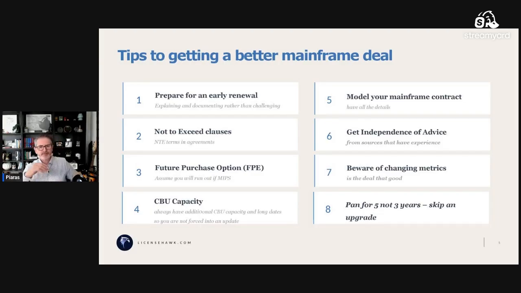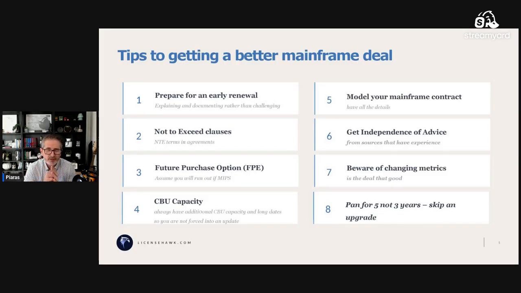Point 5, model your mainframe contract. Now, most modern procurement teams will have already done something like this. They'll have their spreadsheets built out and they'll be modeling out to a certain extent. What I'm saying to you here, and this is the type of service we provide, is there are about 20 to 30 elements that make up any mainframe contract from a hardware and software perspective. You should be able to model out the consumption and the price, or estimate it as close as you can, for each of those items.